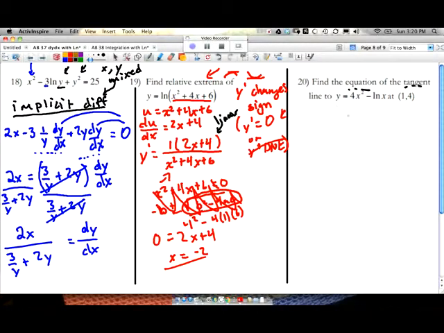I hope that didn't interrupt too much. I erased a few things, and now I have some more space on this video. So it says find the equation of the tangent line. So trigger here, tangent line.